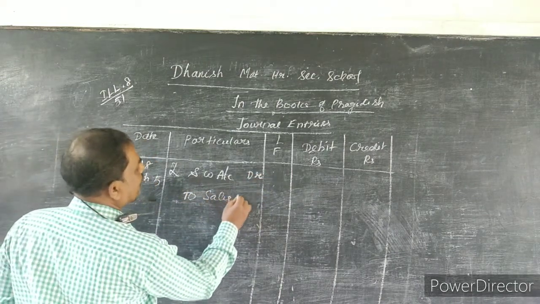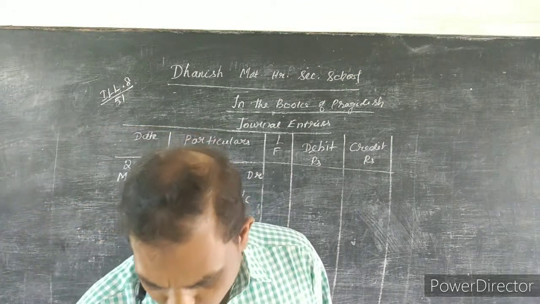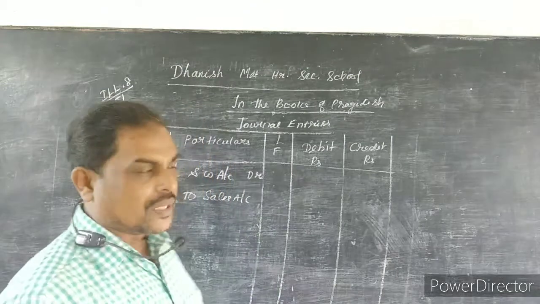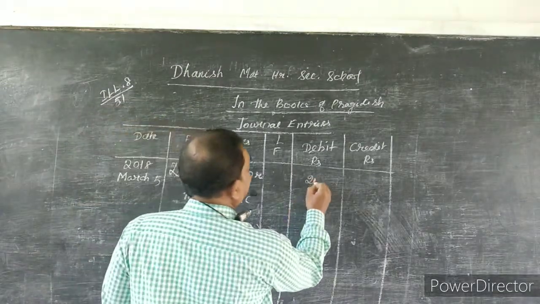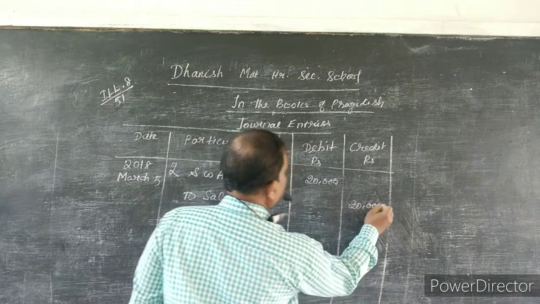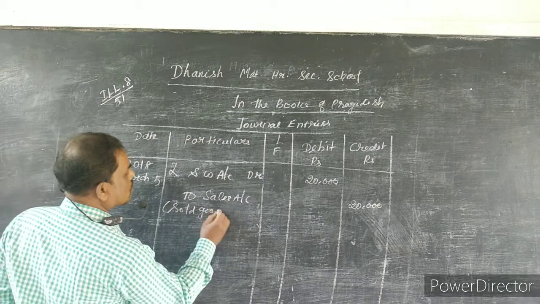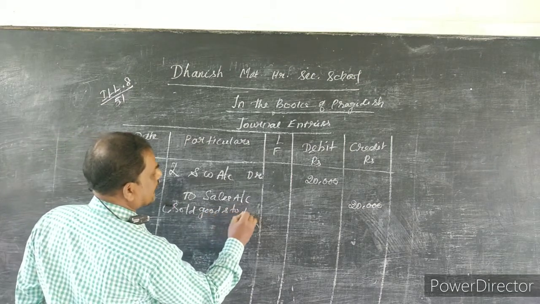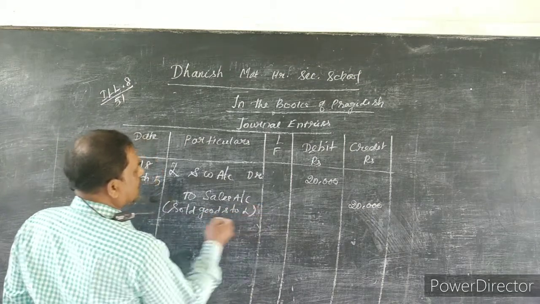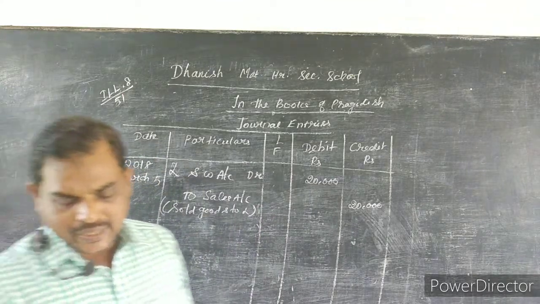sales account, because sale of goods is nothing but the sales account. How much? The amount is rupees 20,000. Narration is sold goods to L and company.